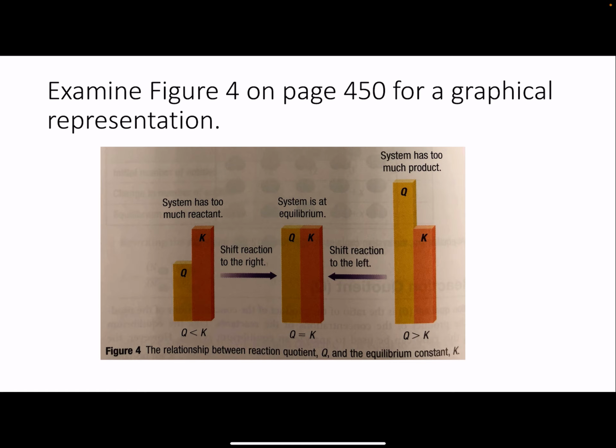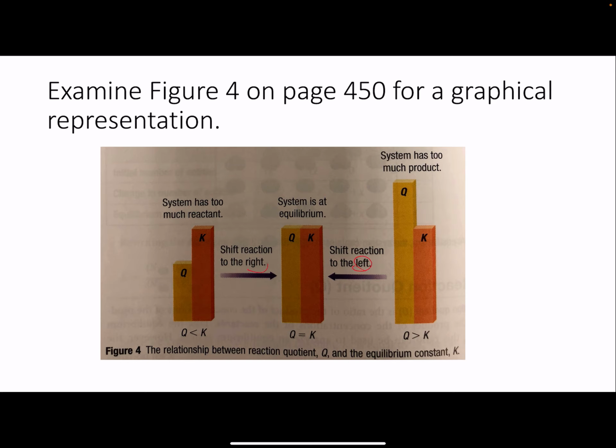So if we look at this, this is just a visual of what we just said, right? If Q is less than K, Q needs to increase to be equal because Q represents the ratio. So the ratio has to go up, so it shifts towards the right. If Q is greater than K, there's too much product. It has to lower the ratio by turning some into reactants. So it shifts towards the left.